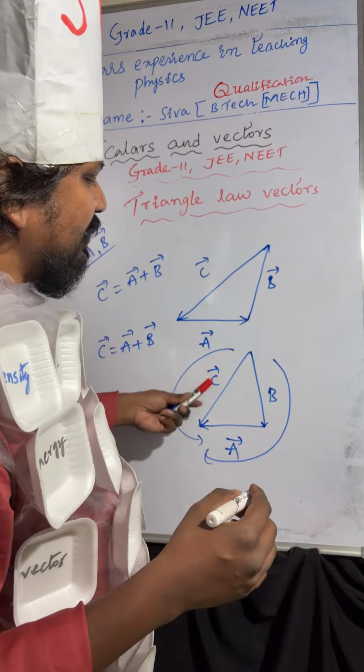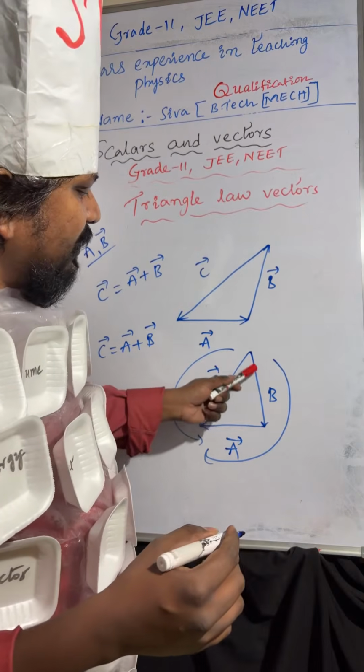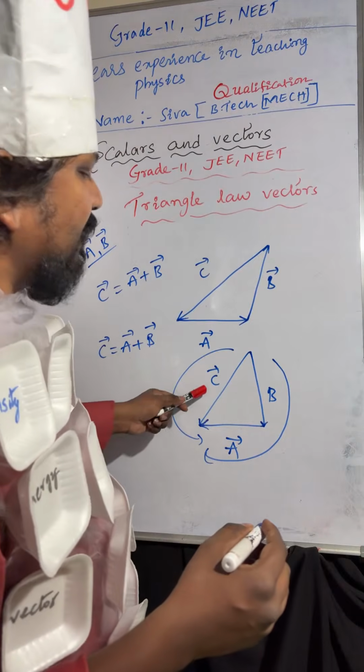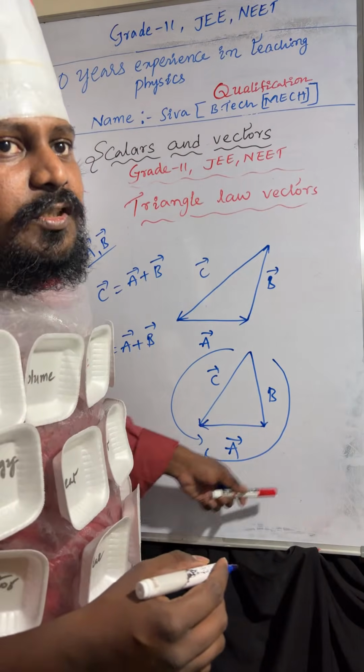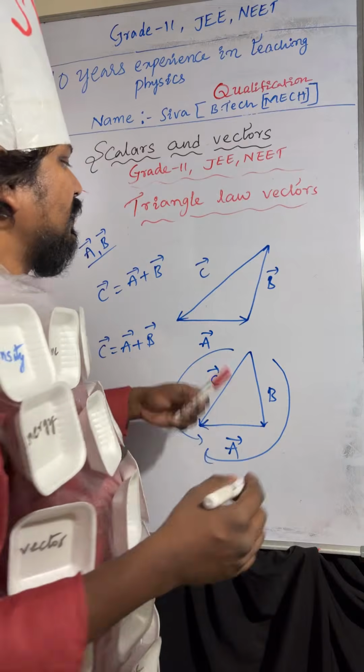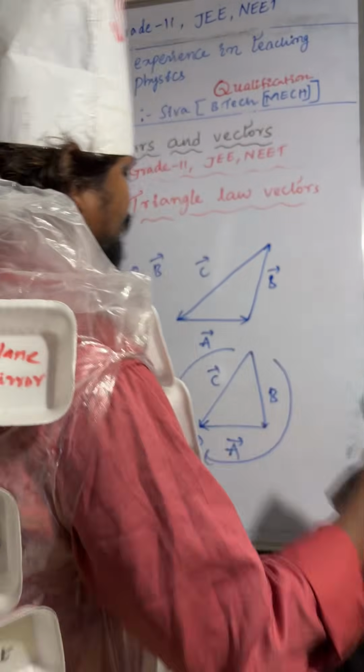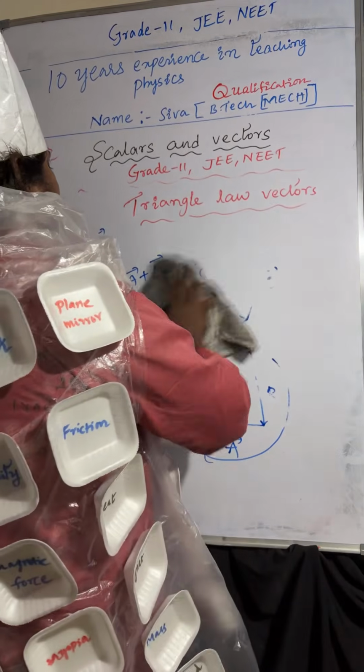C bar is the resultant vector. B bar is acting like this, C bar also acting like that, but resultant. So C bar is acting opposite to these two vectors, A and B. I will draw two or three diagrams and let me know the resultant.